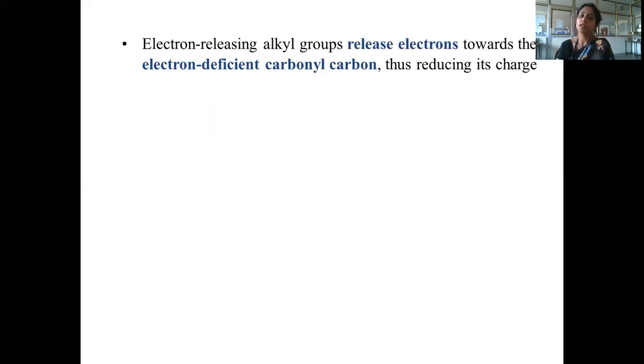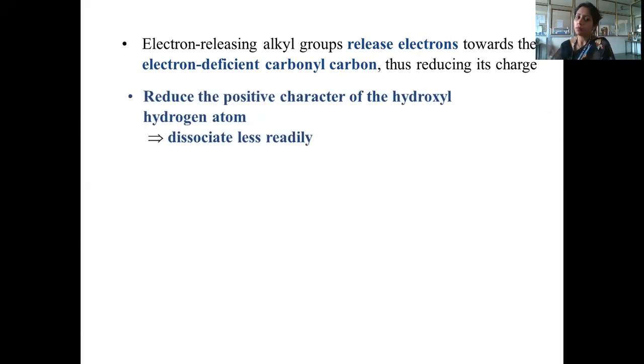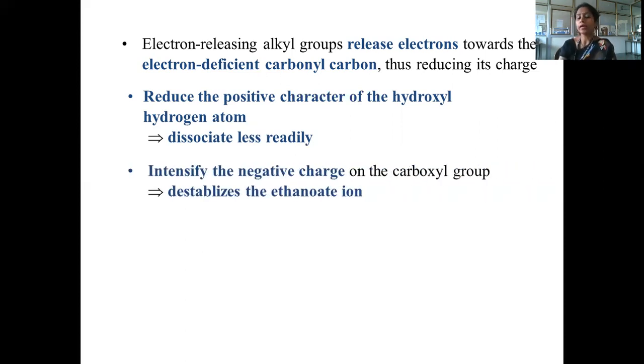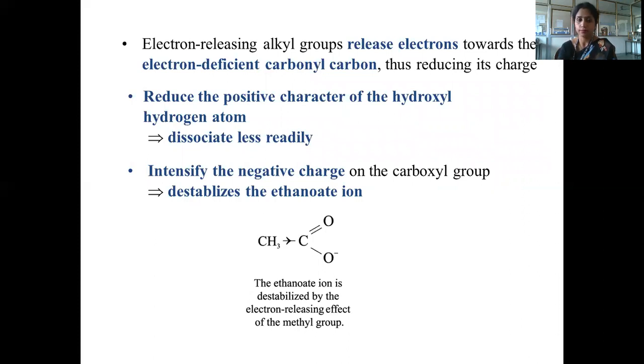Again, electron releasing alkyl groups release electrons towards the electron deficient carbonyl group, thus reducing its charge. This reduces the positive character of the hydroxyl hydrogen atom, so it dissociates less readily. This also intensifies the negative charge on the carboxyl group, and that is why it destabilizes the ethanoate anion. This is how the ethanoate ion is destabilized by the electron releasing effect of the methyl group.